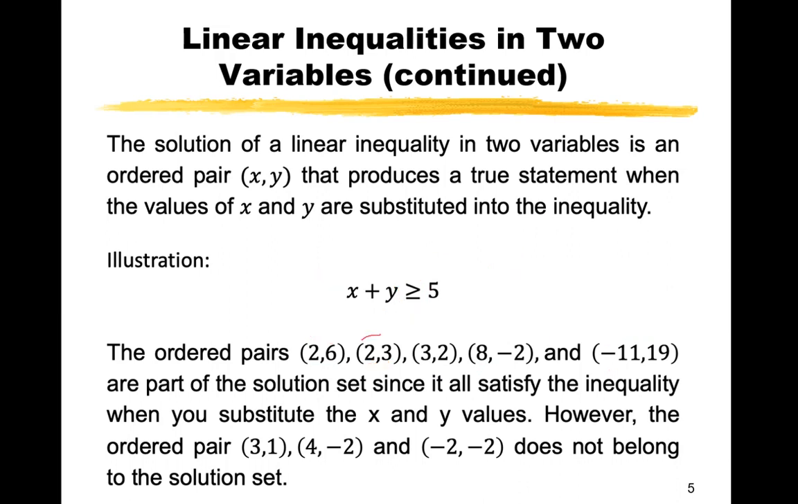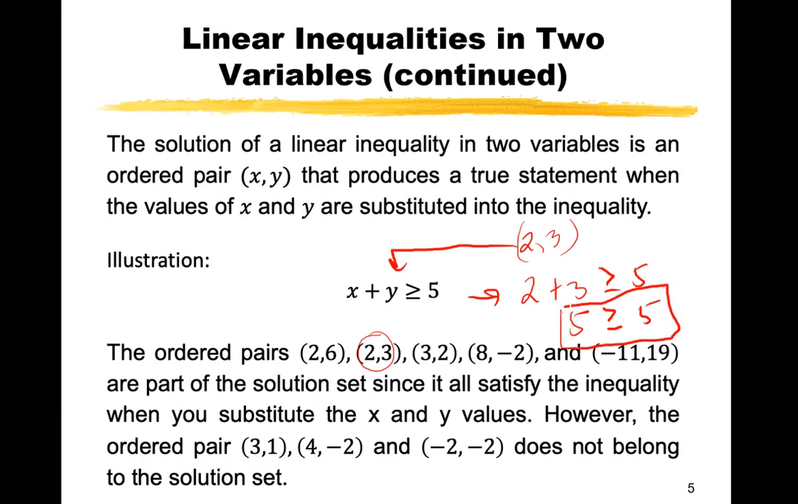Another, (2, 3). So if we try to substitute this one also, we'll get 2 plus 3 is greater than or equal to 5. 2 plus 3 is equal to 5. Greater than or equal to 5. Is this mathematical statement true? Yes, of course, it is true because we know that 5 is always equal to 5. Because yung ating operator right here indicates greater than or equal to.